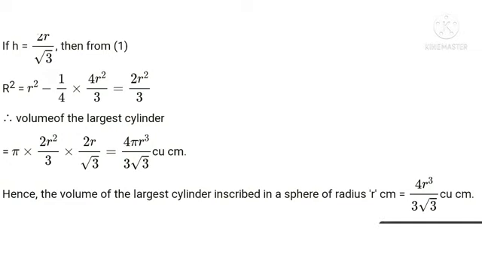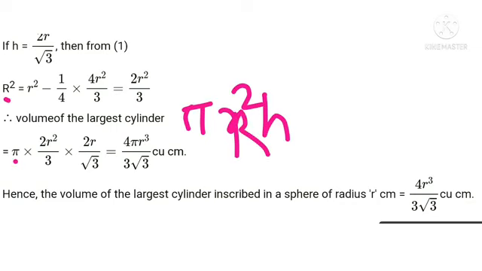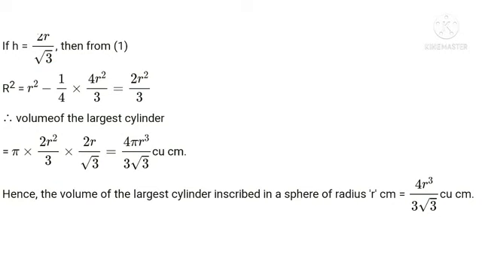Okay, what is the formula here? Volume is pi r square h. Here r is capital, so pi as it is, put the value of r square, 2r square upon 3, into the value of h, 2r upon root 3. You simplify this, you get 4 pi r cube upon 3 root 3 cubic centimeter. Hence, the volume of largest cylinder inscribed in a sphere of radius r is given by 4 pi r cube upon 3 root 3 cubic centimeter.